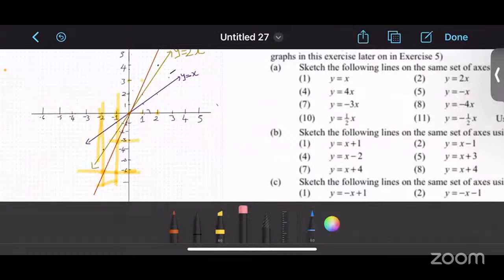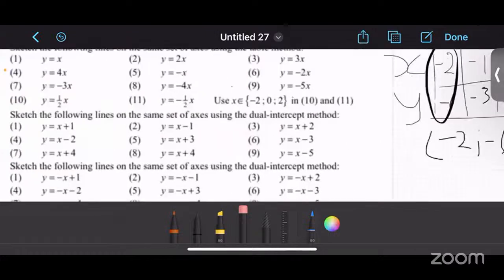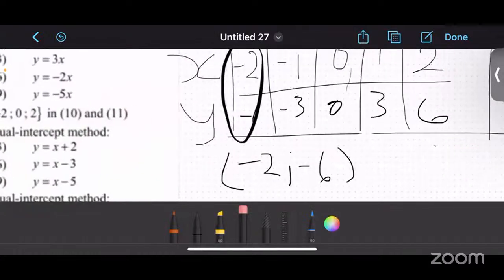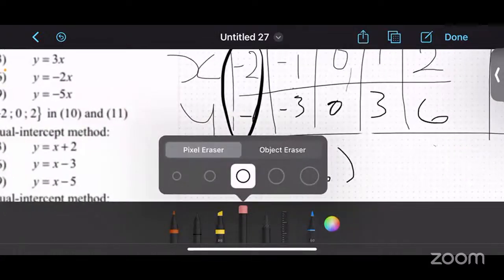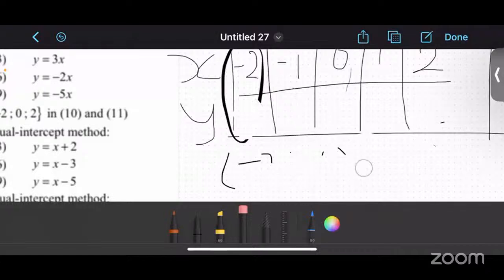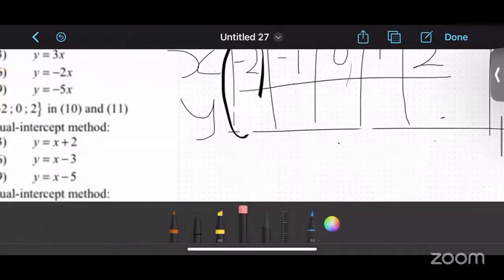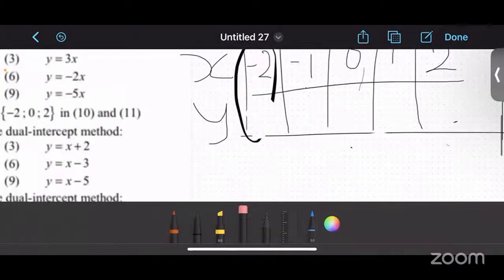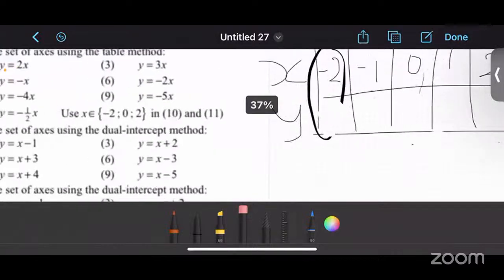So ma'am, for number 4, x for my table is equal to negative 2, negative 1, 0, 1, and 2. For negative 2, my y value is equal to minus 8. Minus 8, minus 4, 0, 4, and 8.